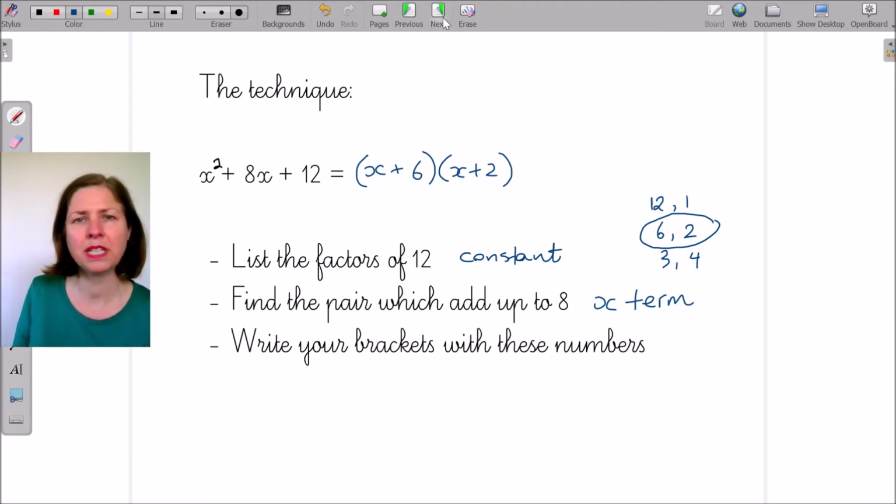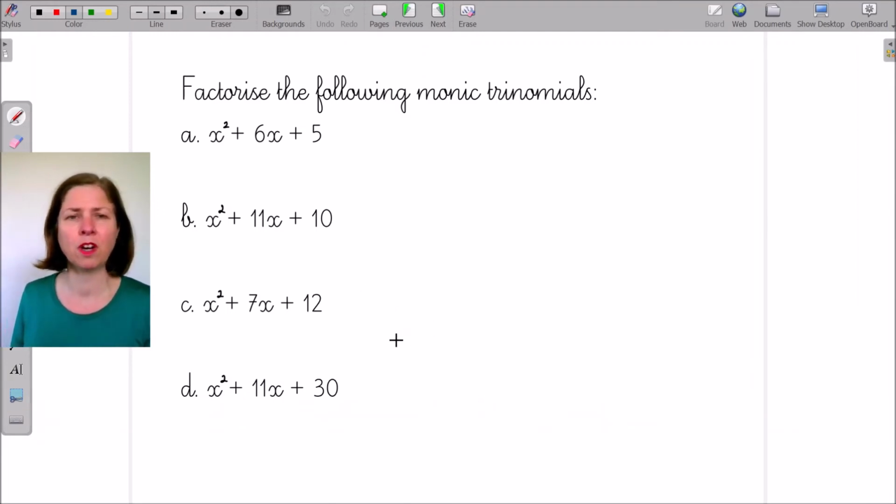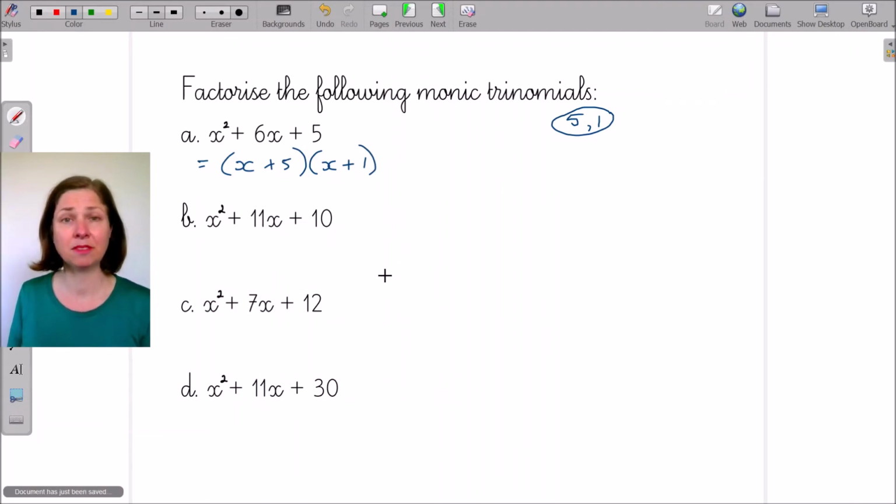And then I choose the right pair. So let's do some examples. Have a try, but if you want to just keep watching me do it, that's also fine. So I'm going to start just by listing the factors of 5. Now I love it when I get a prime number on the end because the factors of 5 are 5 and 1. Circle the pair which adds up to 6. There's only one. And then write it in brackets, x plus 5 and x plus 1. Done.